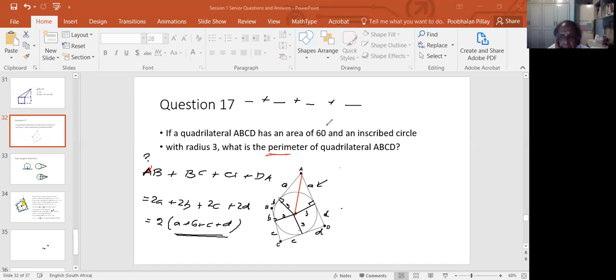Remember, we haven't used the fact that the area of the quadrilateral is 60. We haven't used that yet. Okay, now let's calculate the area of each of these and add them up. Then we will know that that is equal to 60. We know that the sum of the area is 60. So in that case, we will have an equation.